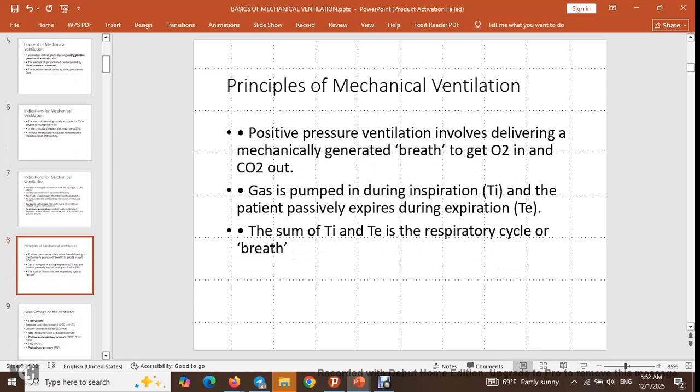When you see the principles of mechanical ventilation, positive pressure ventilation involves delivering mechanically generated breaths to get oxygen in and carbon dioxide out. Gas is pumped in during inspiration and the patient passively exhales during expiration. So inspiration is active whereas expiration is passive. You should know this. The sum of the inspiratory and expiratory time is the respiratory cycle, or breath.